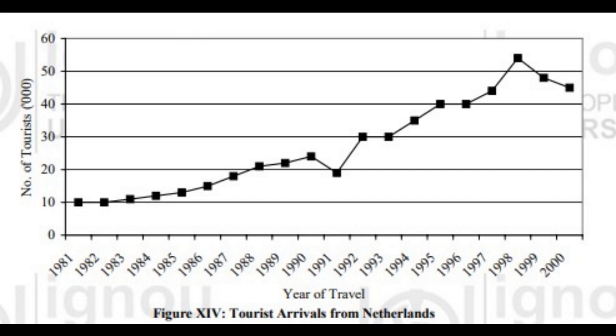Look at the screen. Figure 15. Tourist arrivals from Netherlands. 13. Switzerland. During 2000, Switzerland occupied the 13th position among the top 15 tourist-generating markets. For India, the arrivals grew from 14,444 in 1981 to 31,402 in 2000 at a compound growth rate of about 4.3% per annum.